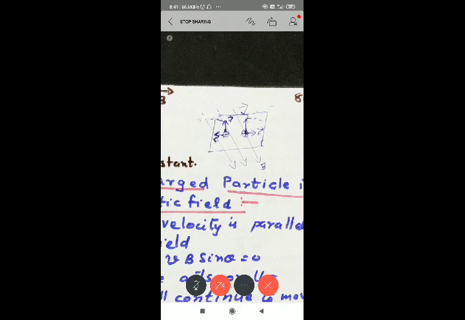Positive charge is kept there, and we know when a charge is moving upwards, the direction is shown with an arrow mark upwards. Charge is moving upwards, and the magnetic field direction is also shown. So you can use Fleming's left hand rule and you can find out the direction. Hold your forefinger in the direction of magnetic field.